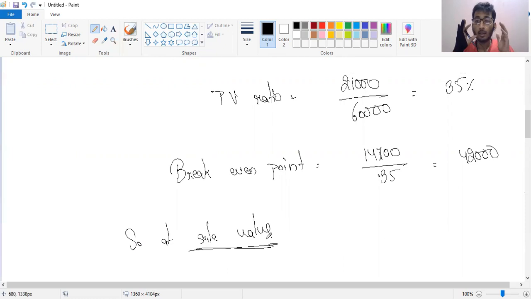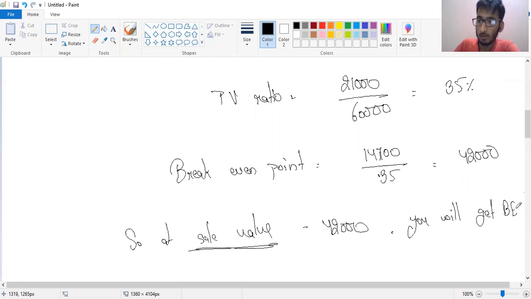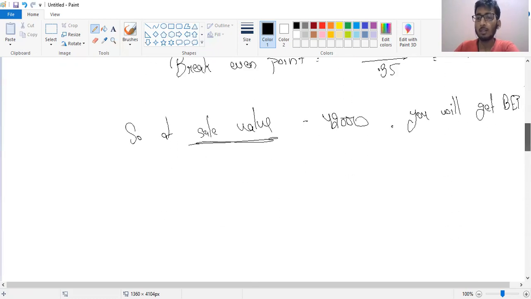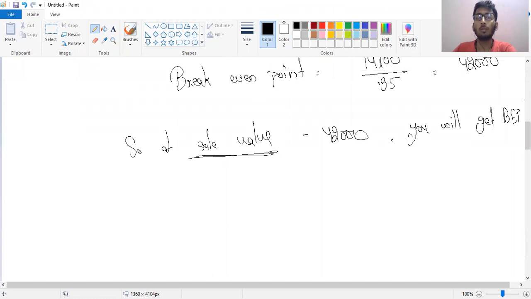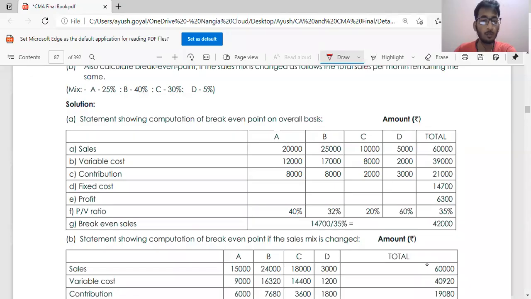Since we calculated the break-even point on the basis of PV ratio rather than contribution per unit, we are going to get the value, not the units. We are going to get the break-even point in sale value. So when you sell at the amount of 42,000, you will get the break even point. Now you can calculate this as well by distributing it in the ratio given to us, and you can contribute as per that as well. You will get the same answer probably.